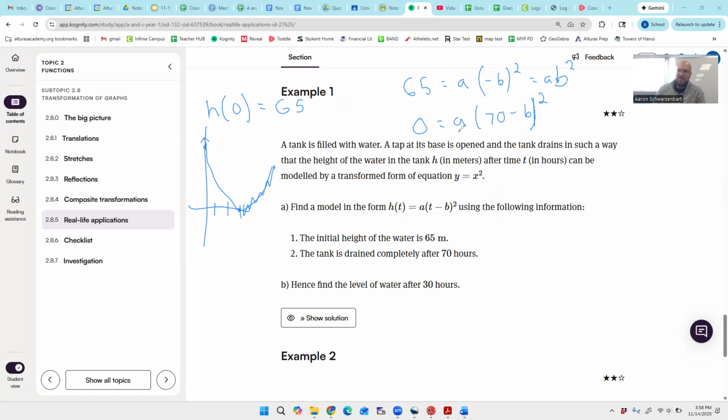So this means either A has to be 0 or B has to be 0. B is 70. I can also think of that as B is the x-coordinate of my vertex, which definitely has to be 70. I don't know what I'm using for units there, but that's got to be 70. I then need to figure out A.